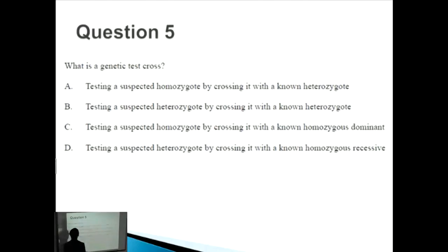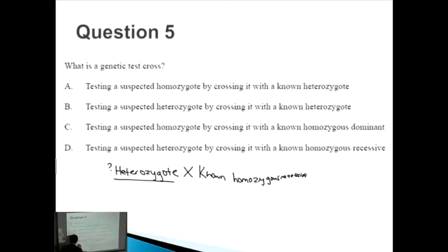Okay, so question 5, what is a genetic test cross? This genetic test cross is something which is usually done in the animal world. What happens is that they have an organism that might be a heterozygote, but they're not sure if it's a heterozygote or a homozygote, then they cross that with a known homozygous recessive. So they're not sure whether this one is heterozygote or homozygote.